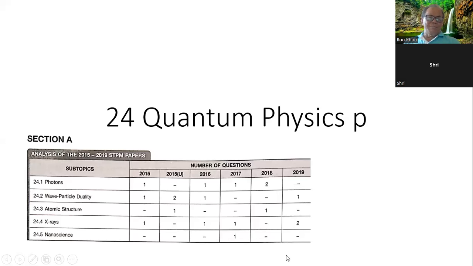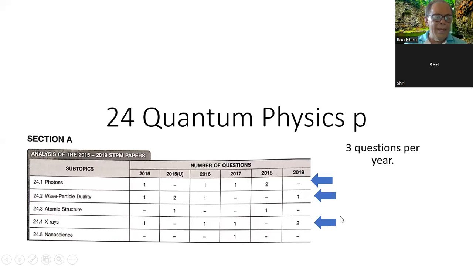Okay, quantum physics, topic 24. I can look at the analysis for you. At least 3 questions will come out. Sometimes one particular topic will have 2 questions, like this one and this one. 3 questions per year. And the popular one is this section: photon, wave particle duality, and X-ray.